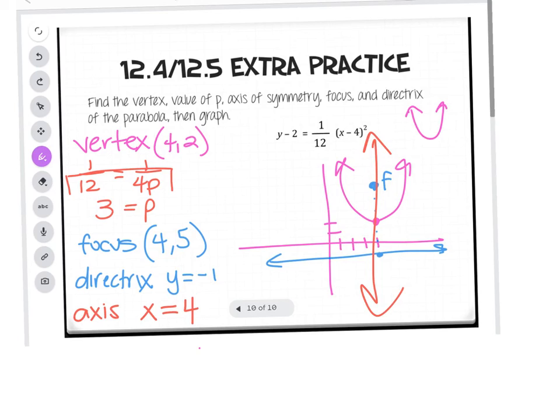So if you need the extra practice on this stuff, go back to the quiz assignment. Go back to the individual assignments on 12.4, 12.5, okay? Because tomorrow we'll spend the time reviewing 12.7 so that you're ready for your quiz on Friday, which is 12.7. So this is on your test next week, but the quiz is just 12.7, okay?